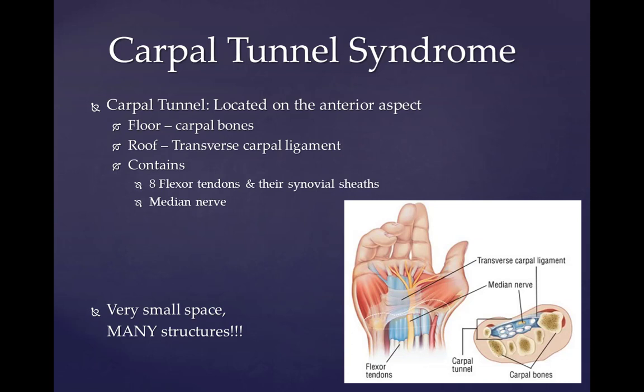Carpal tunnel syndrome is a medical condition due to compression of the median nerve as it travels through the wrist at the carpal tunnel. The main symptoms are pain, numbness, and tingling. This may be in the thumb, the index finger, the middle finger, or the thumb side of the ring finger. Symptoms typically start out gradually during the night, and pain may extend eventually up into the arm.